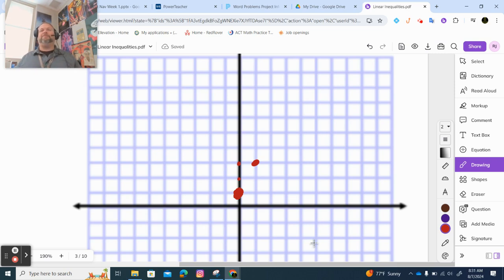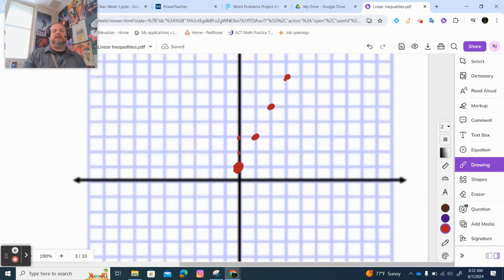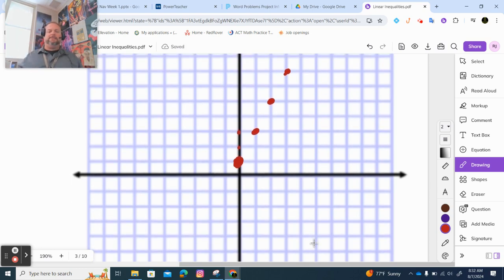Okay. Now, this is a dotted line, right? Is it solid or dotted? Dotted. So what if I did this? What if I just kept going on with the slope and making dots everywhere? And that would be my line, right? Because it's like my open circle. Yeah. Instead of actually having to do like a dashed line.